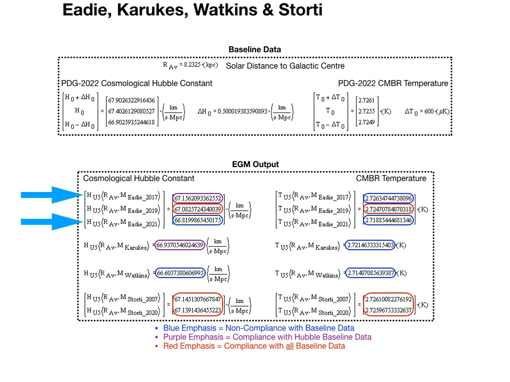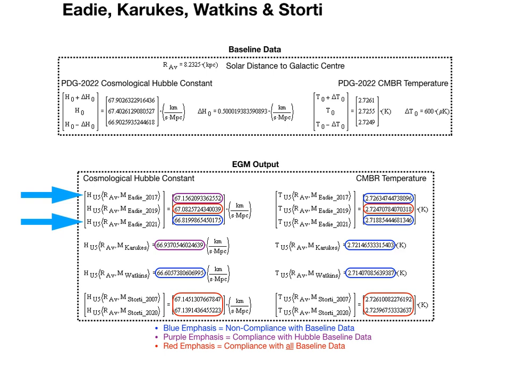Upon executing these compliance tests, we find that the Karukes estimate passes the Hubble test, but fails the cosmic microwave background radiation test. However, the Watkins estimate fails both tests. Notably, the Storti estimate passes both tests, but the Eadie output produces some interesting results. With the Eadie results, we see that the 2017 virial mass estimate passes the Hubble test, but fails the cosmic microwave background radiation test.